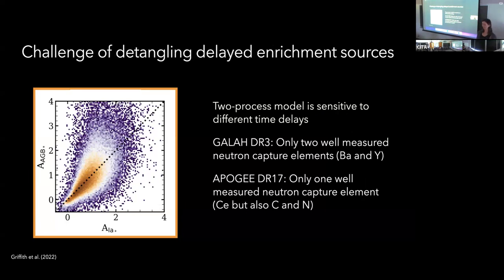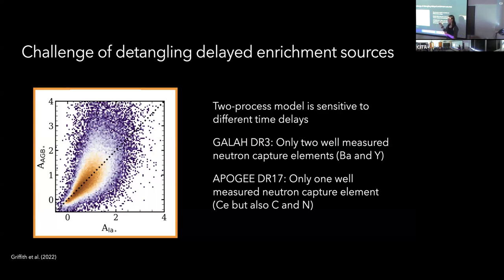It's really difficult, though, to detangle this in detail because we're not measuring many of these elements. GALAH has other neutron capture elements, but they're not reliable. They only really measure barium and yttrium well. In APOGEE, we only have cerium. We also have C plus N, carbon and nitrogen, which might be made in AGB stars. But the number of elements we can probe these other processes with are limited.